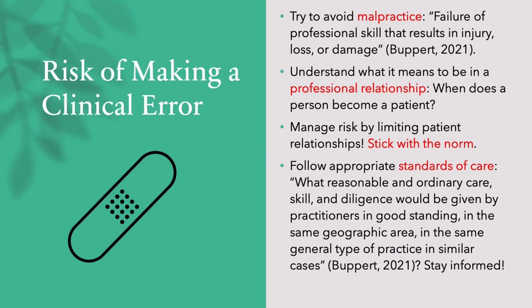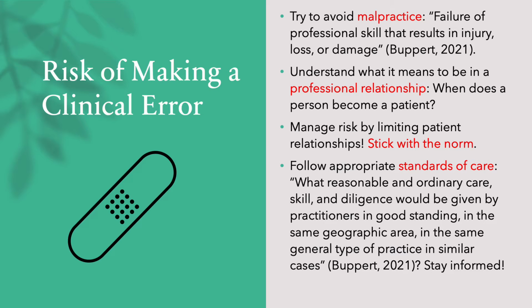Okay, so for the risk of making a clinical error, the biggest thing that we want to avoid as future nurse practitioners is malpractice, which is the failure of a professional skill that results in injury, loss, or damage. For malpractice to occur, 4 things must be present. There has to be a professional relationship, there has to be behavior below the standards of care, there must be a causal link between performance and harm to the patient, and there must be actual injury to the patient. And these 4 things actually do have to be proven in a court of law for malpractice to occur.